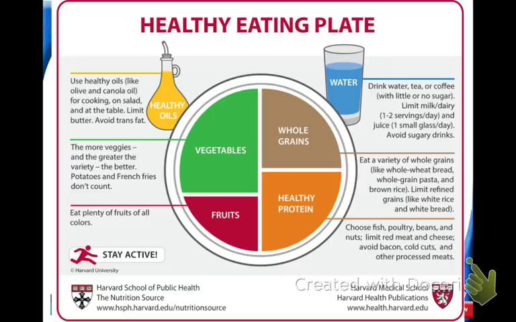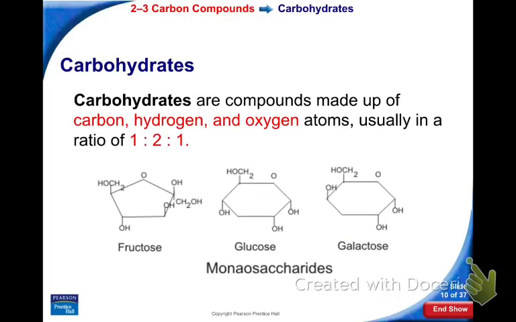So a plate, the healthy eating plate, how to eat in a healthy way, is you look at how this is proportioned. Drinking water, tea, or coffee. Limit the amount of dairy you eat. Eat a variety of whole grains and healthy proteins that don't have a lot of fat. Look at how many vegetables on your plate you should have, and fruits. The more colorful your plate is, the healthier it is for you.